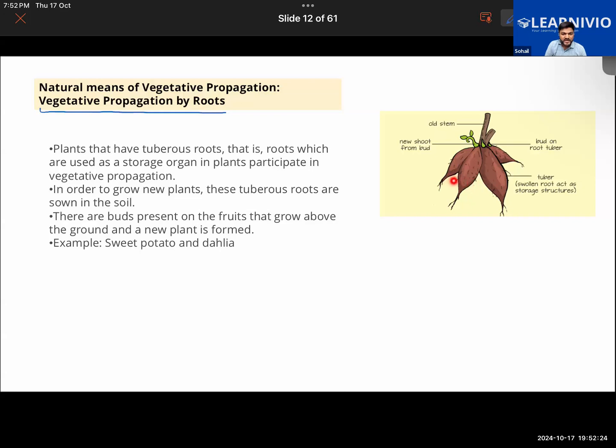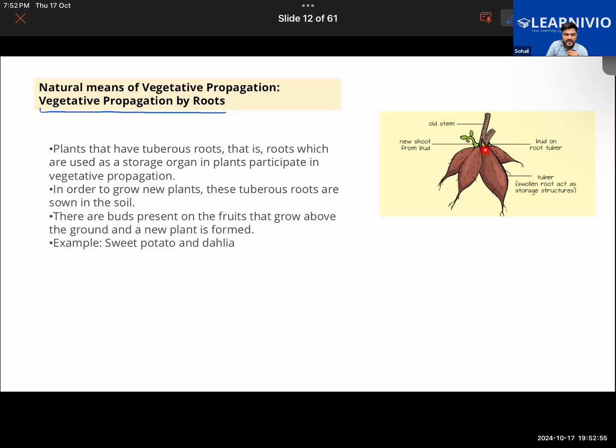In order to grow a new plant from these tuberous roots, first we sow them into the soil. You might have observed this when we purchase sweet potato from the market, and if it is left in moisture for some time, a small tiny shoot will start to emerge from it. First, a small bud. This small green tissue that develops is called a bud.